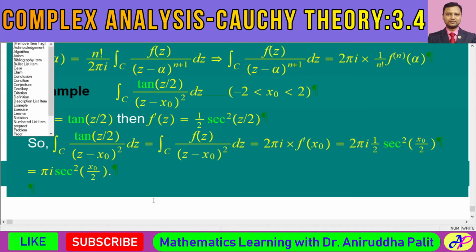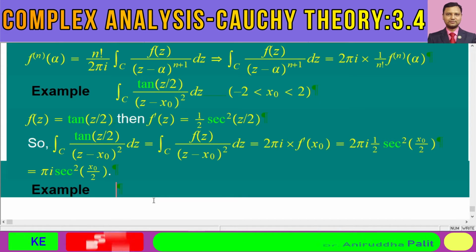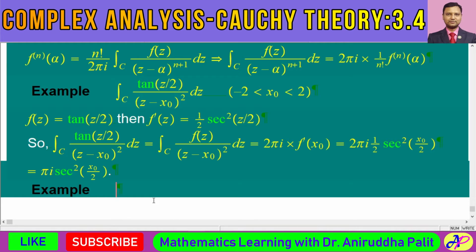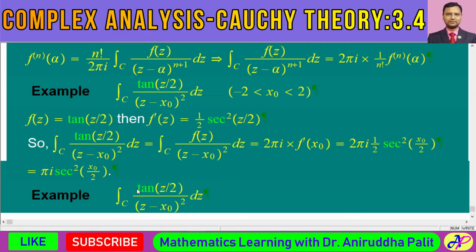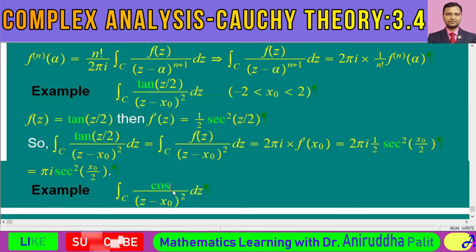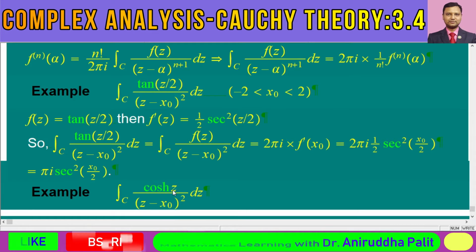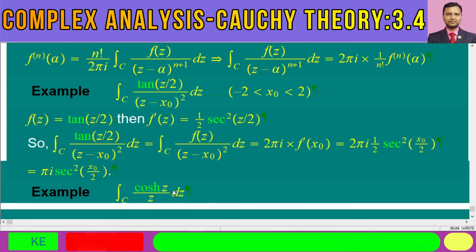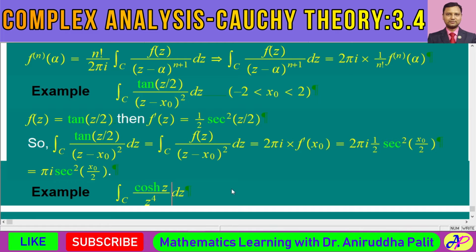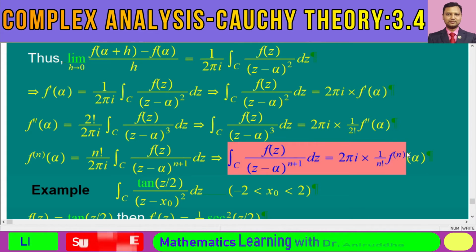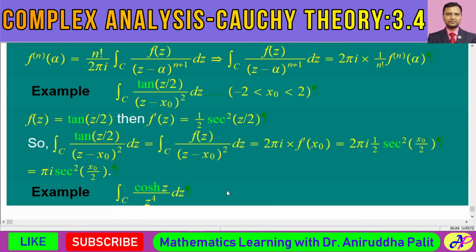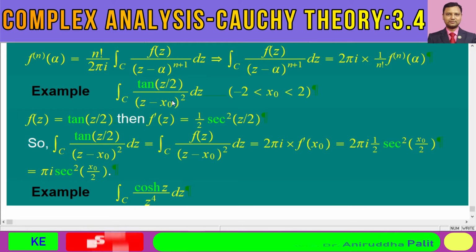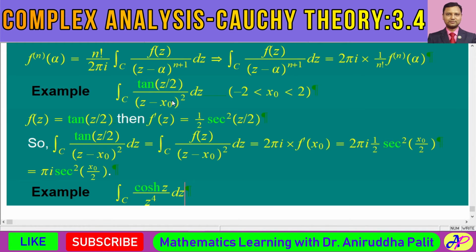Now I am leaving a homework for you, one example. If you consider the same kind of curve, just in place of tan of z by 2, I am considering cos hyperbolic of z, and over here let's consider something a bit simpler, z to the power of 4. So you can apply this formula with n equal to 3, and you will get the final value of this expression. So these are a few easy examples as an application of this formula.